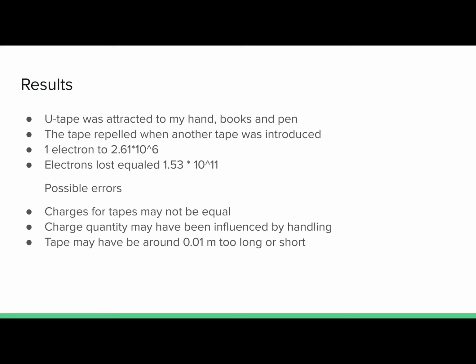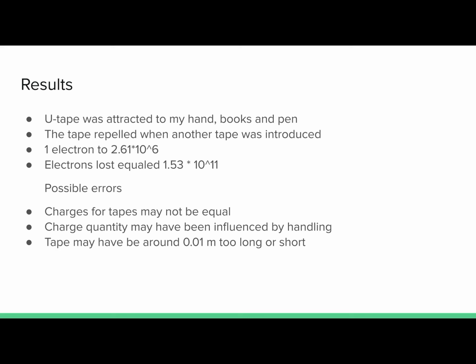In the results, I saw that the U-tape was attracted to three items: my hand, the books, and the pen, while the tape was repelled only when another tape was introduced. In addition, there is one electron to 2.61 times 10 to the power of 6 atoms, and the electrons lost equaled around 1.53 times 10 to the power of 11. Now in this lab, there could have been some errors.